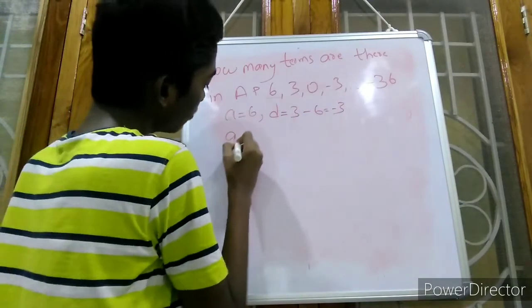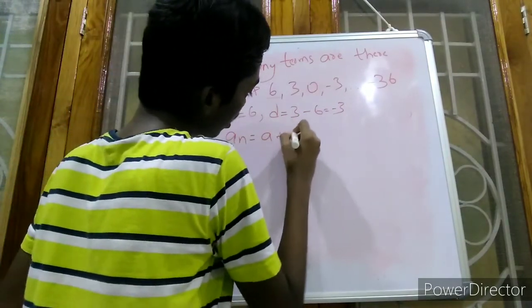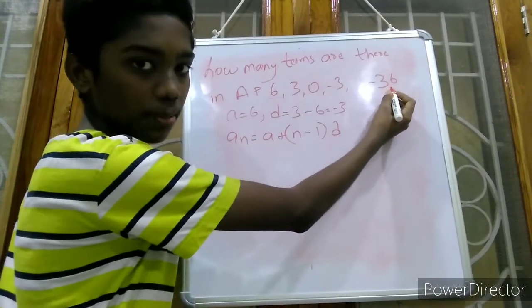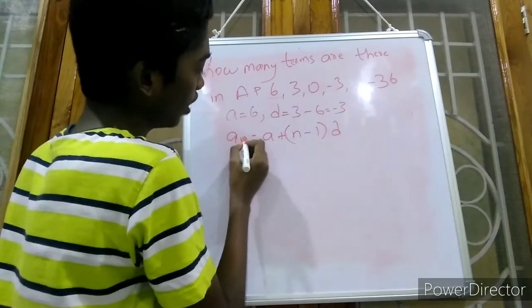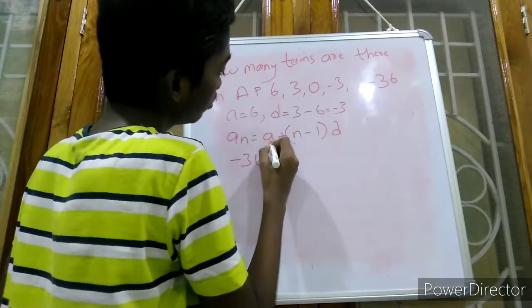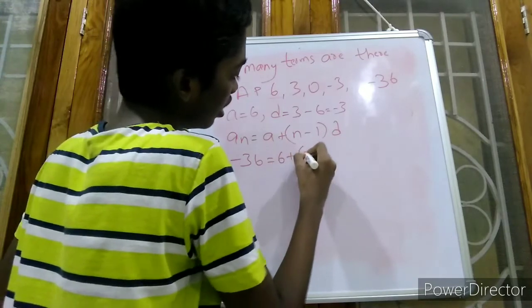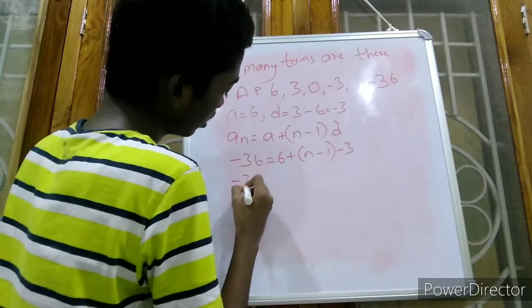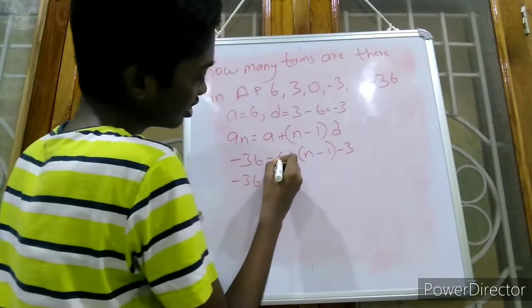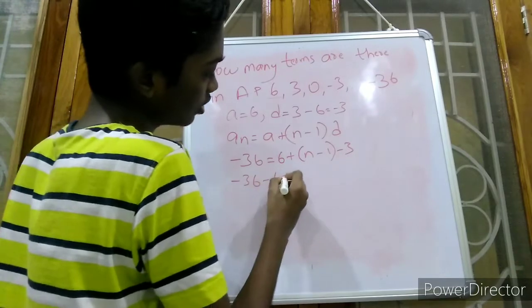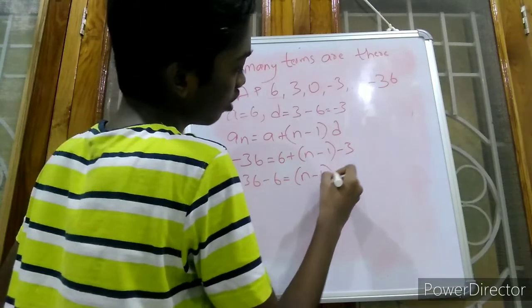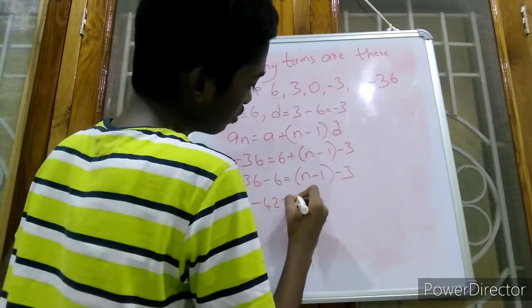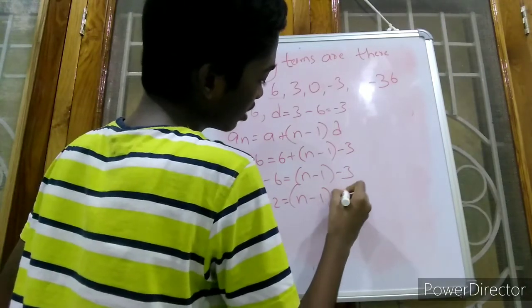So coming to the formula, a_n is equal to a plus (n minus 1) d. The last term of the AP should be substituted as the value of a_n. Minus 36 is equal to a, which is 6, plus (n minus 1) times d, which is minus 3. So minus 36 minus 6: 6 is transposed to the left hand side, it will become minus 42 is equal to (n minus 1) times minus 3.